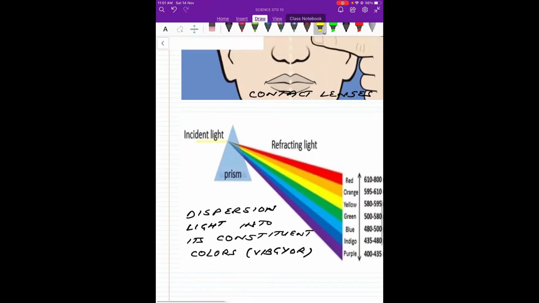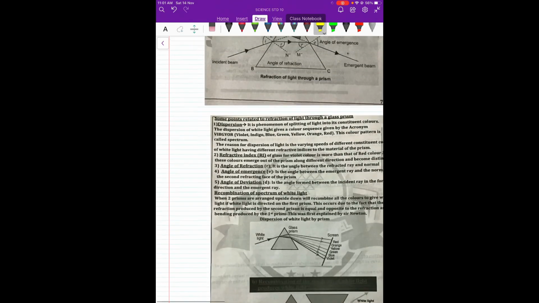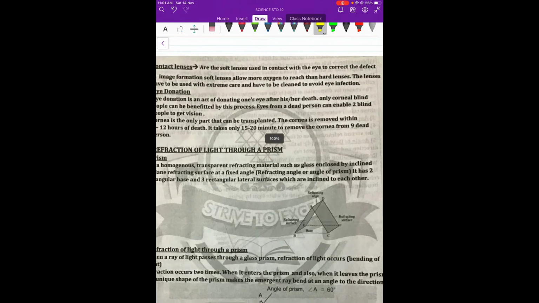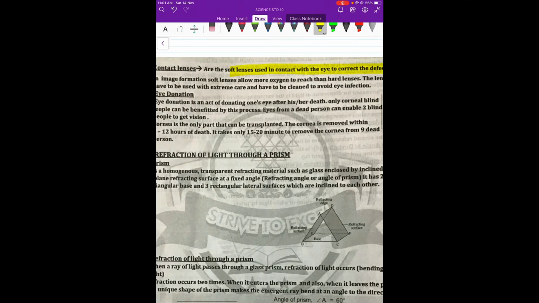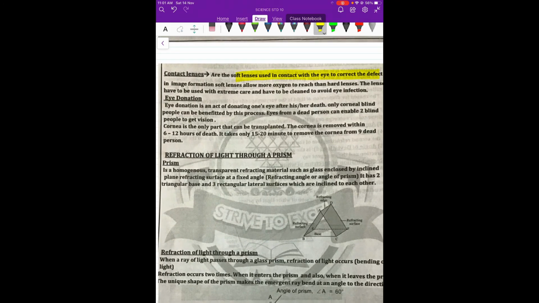Okay. Then we come to something called contact lenses. These are the latest ones which are used. What are contact lenses? They are soft lenses which are used in place of spectacles and they come in contact with the eyes. They are costly, but they are very soft and very effective. And they allow more oxygen to reach the eye than hard lenses. So, the vision is clear.